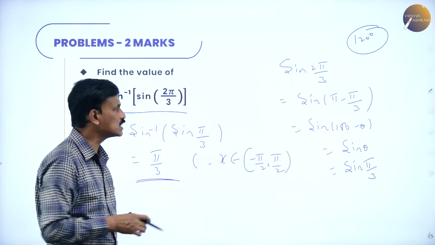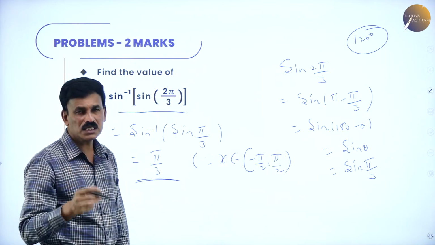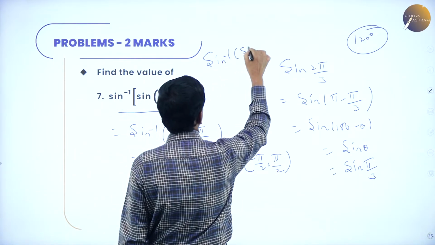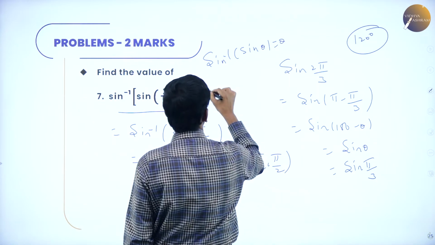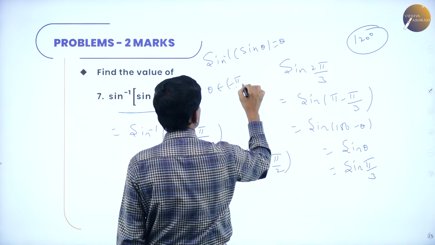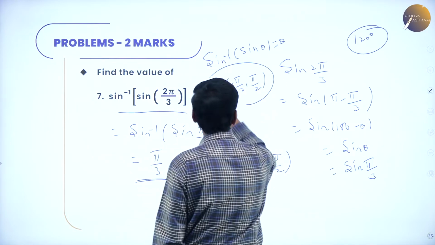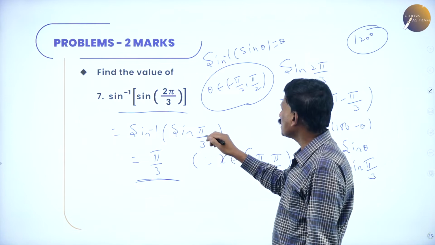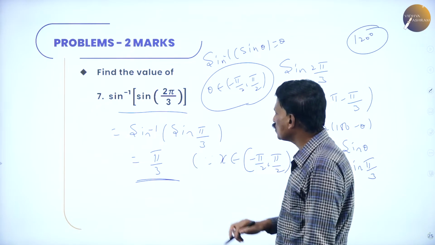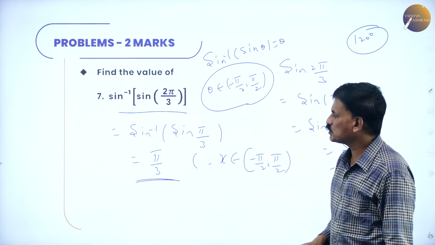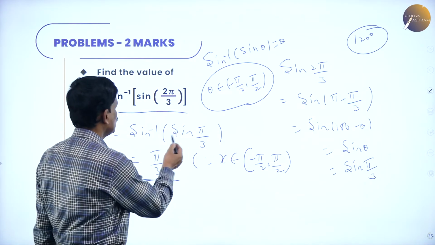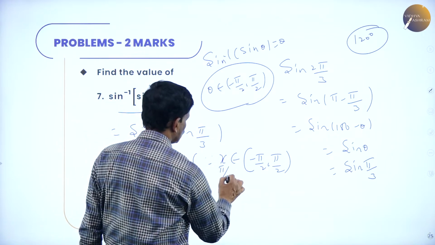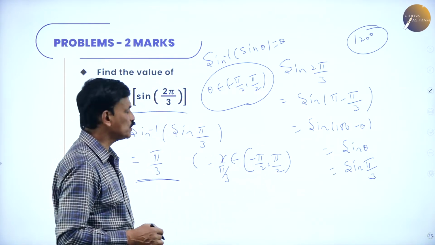That is the simplified answer. Just convert this to a value such that it is less than 90 degrees, because you know sine inverse of sine theta is equal to theta, where theta belongs to minus pi by 2 and plus pi by 2. That's it. Sine inverse of sine 2 pi by 3 can also be written as sine inverse of sine pi by 3, which is equal to pi by 3, because this x is nothing but pi by 3. This pi by 3 belongs to minus pi by 2 and pi by 2.